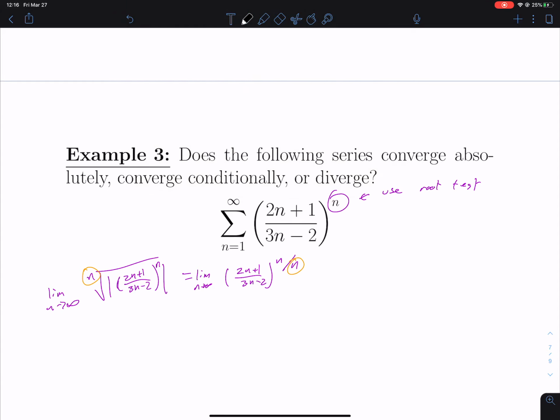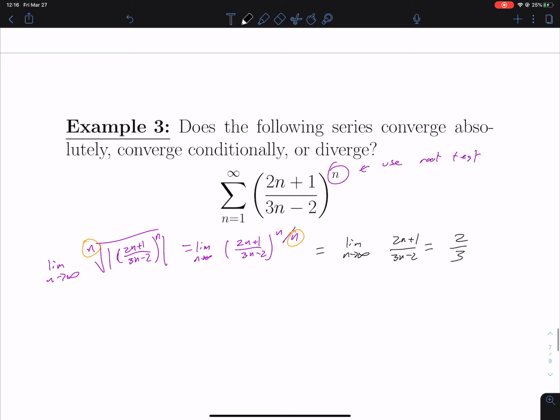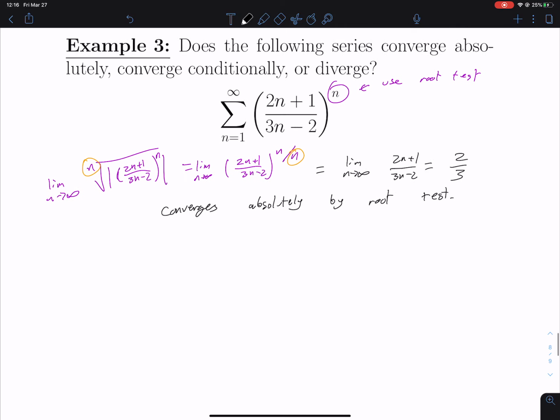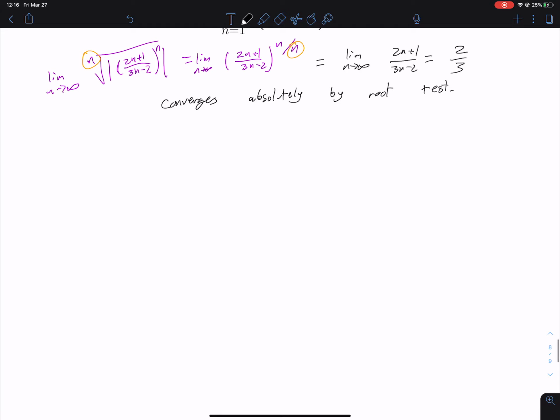Okay, so you can pull the nth root into the denominator of the fraction, and this just cancels to 1. So I have the limit as n goes to infinity of 2n plus 1 over 3n minus 2. This is a tie, so this is 2/3. And this converges absolutely by root test. Bada bing, bada boom. Pretty quick. Root test is very great when it's the right time to use it.